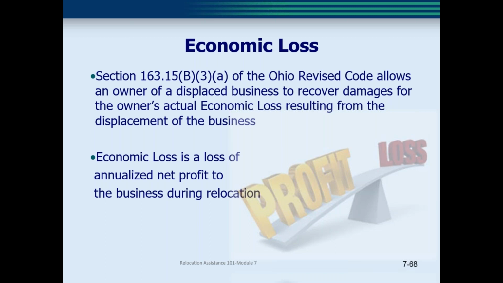So in the Ohio Revised Code, it requires that a business owner must prove economic loss by a preponderance of evidence. So compensation for actual economic loss shall not include any attorney's fees and shall not duplicate any amount awarded as reimbursement under any other acquisition or relocation benefits, including loss of goodwill.